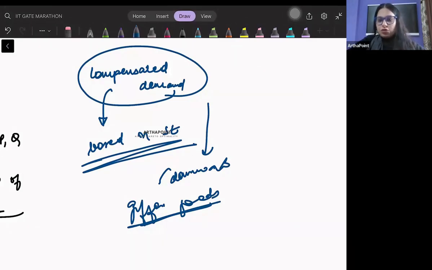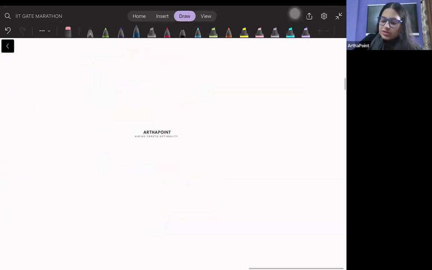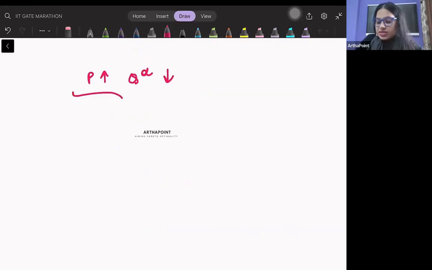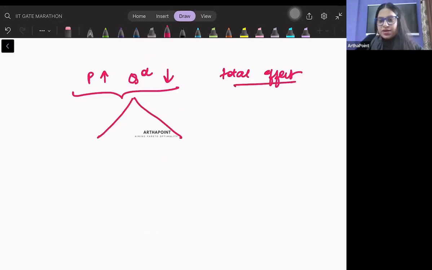So many foreign authors say that when the price of a good increases, the quantity demanded of the good will decrease, right? This is my total effect. Now I have to break this into two parts: substitution effect and income effect.